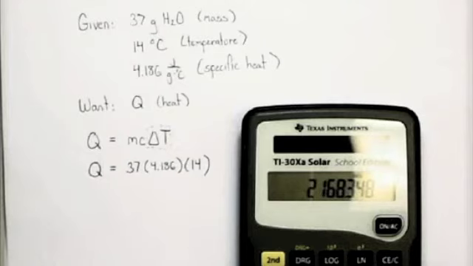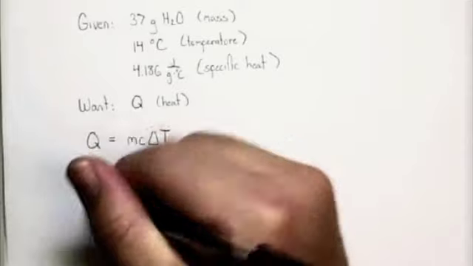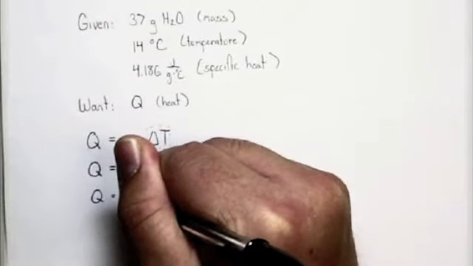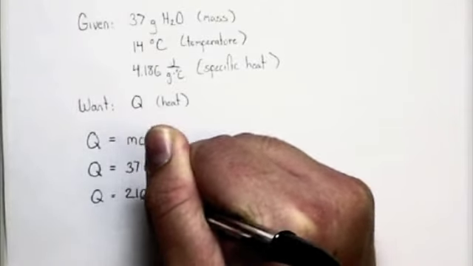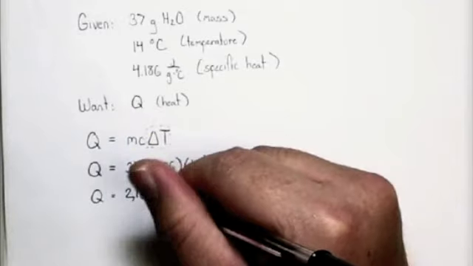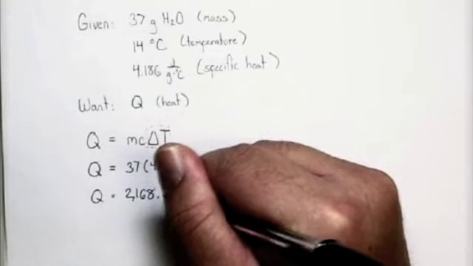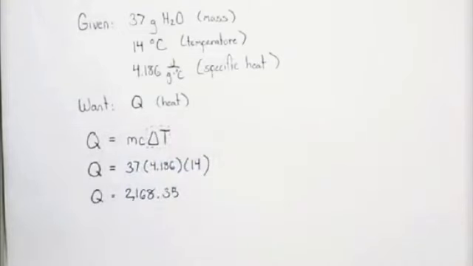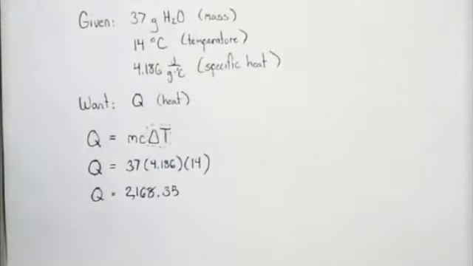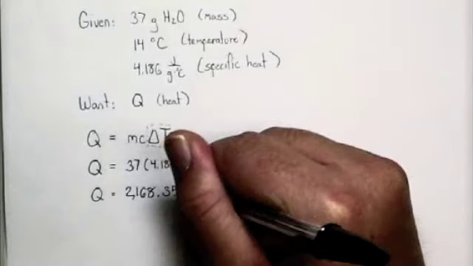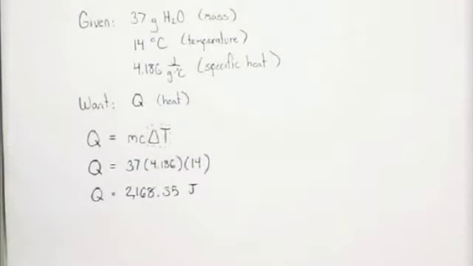And so my heat will be 2,168, and I'm going to round this off to the hundredths place. So 2,168.35, and then we have to remember what are the units of heat. Well, they're the same as the units for energy. This is going to be in joules. So the amount of heat required to do this would be 2,168.35 joules.